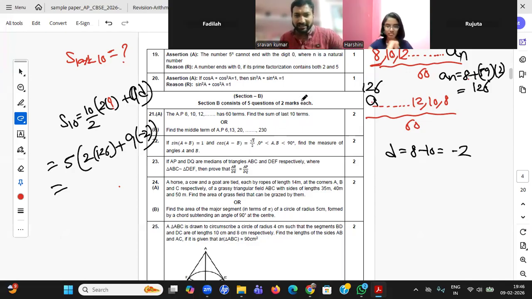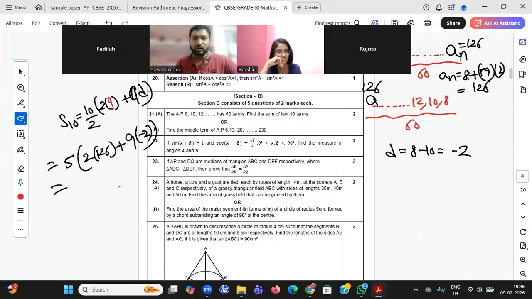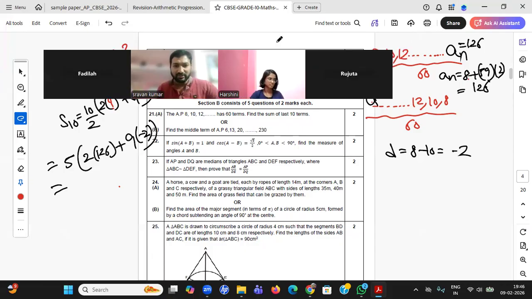Okay, students, there is another way also, for the sum of the last terms. So what is another way? Can anybody say?